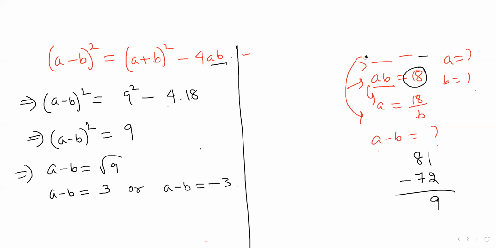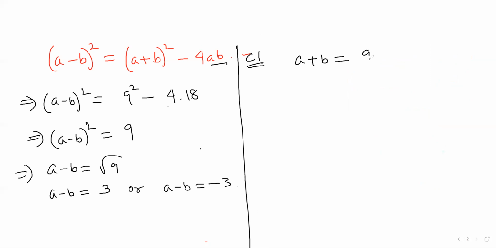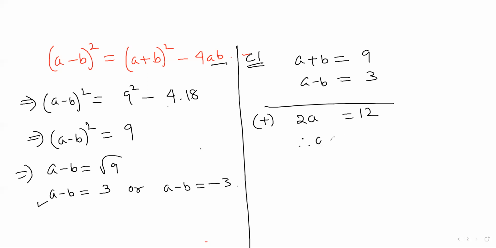Case 1: a plus b is 9 and a minus b is equal to 3. Adding, 2a equals 12, so a equals 6. From equation 1, b equals 3. Right. Next, case number 2.